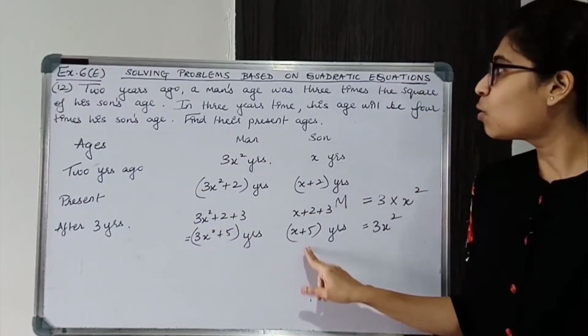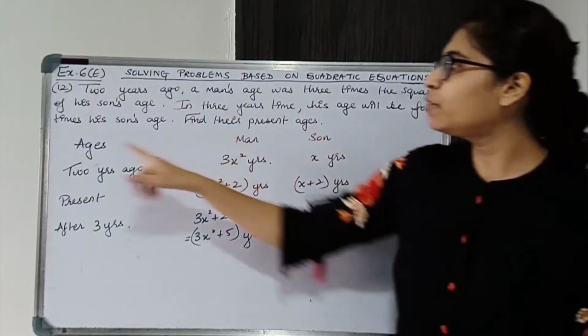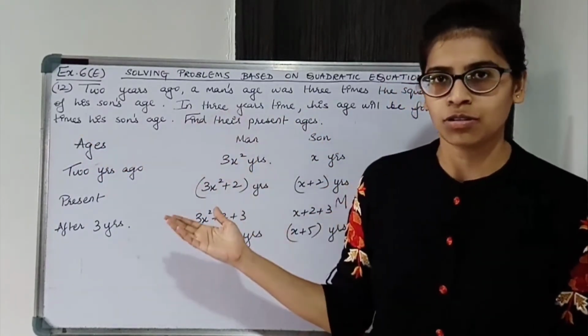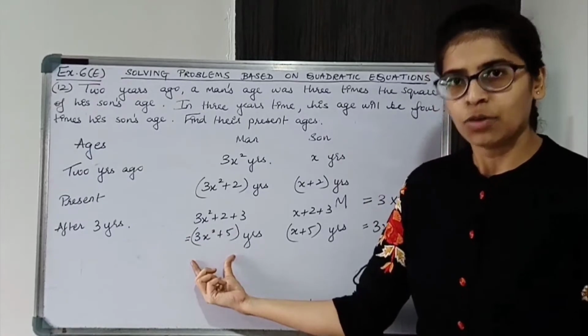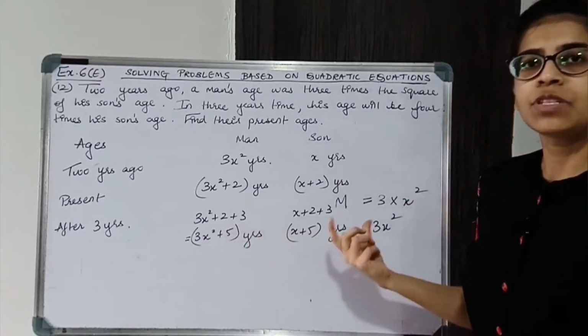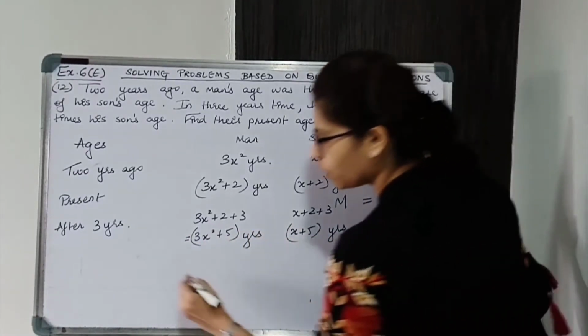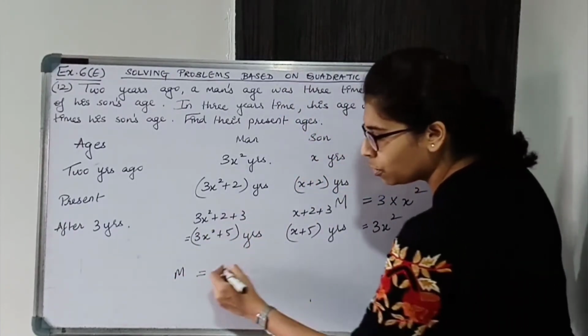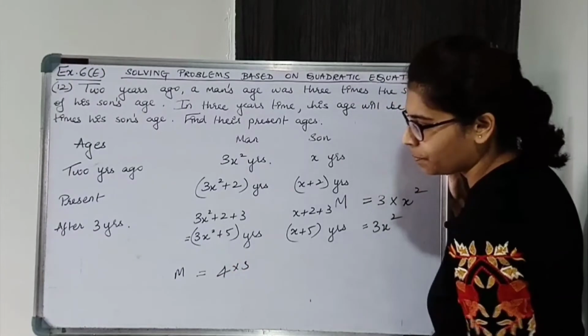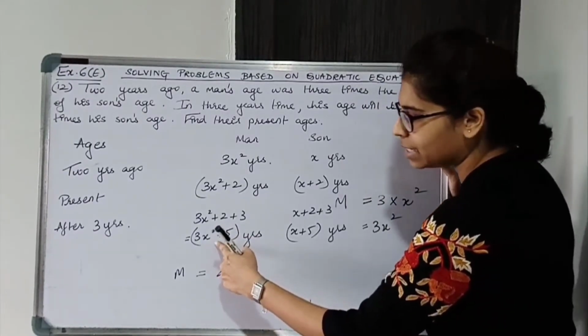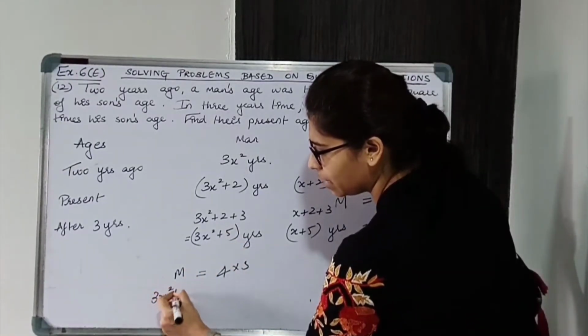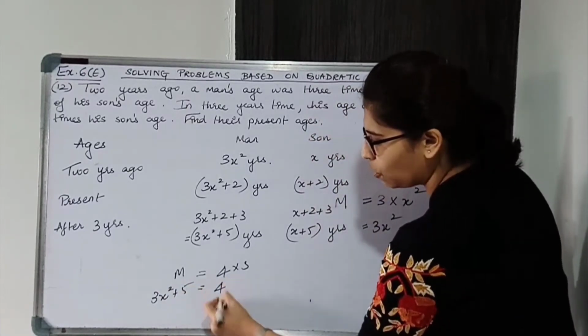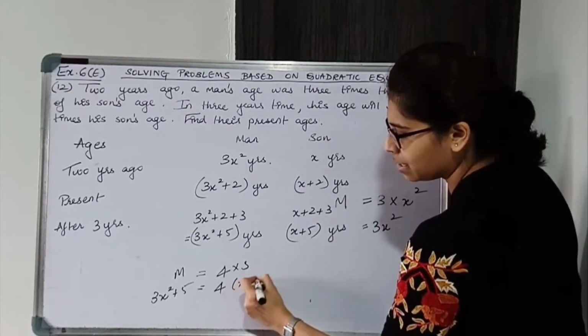Okay, so in 3 years time his age will be 4 times his son's age. The man's age will be 4 times his son's age. So man's age will be equal to 4 times the son's age. So after 3 years man's age is 3x square plus 5. It will be 4 times son's age, that is x plus 5.